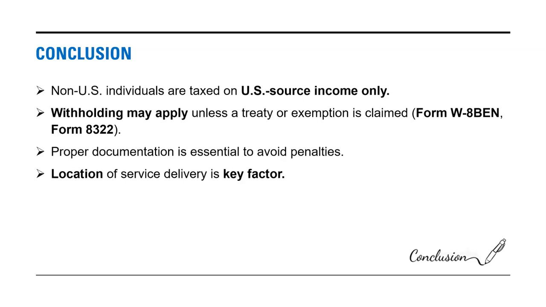Yeah. So this was the presentation that I would like to mention, and what's the conclusion? There are five points. The first one: non-United States individuals are taxed only on United States source income. If the income is from outside the United States or the service was provided outside the United States, there is no obligation for reporting and withholding. Withholding may apply unless a treaty or exemption is claimed. For that, Form W-8BEN and Form 8833 should be filled.